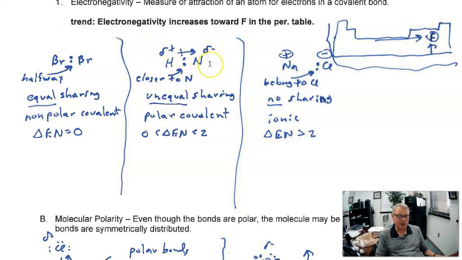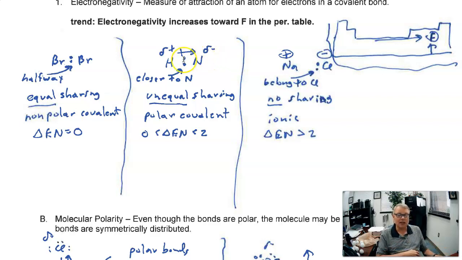Now, the little squiggly means partial. It means it's not a plus 1. It's not a 0 either. It's somewhere between 0 and plus 1, or 0 and minus 1 for the partial negative. That's all the squiggly means. Don't get too worried about all that. Okay? But that's the case.